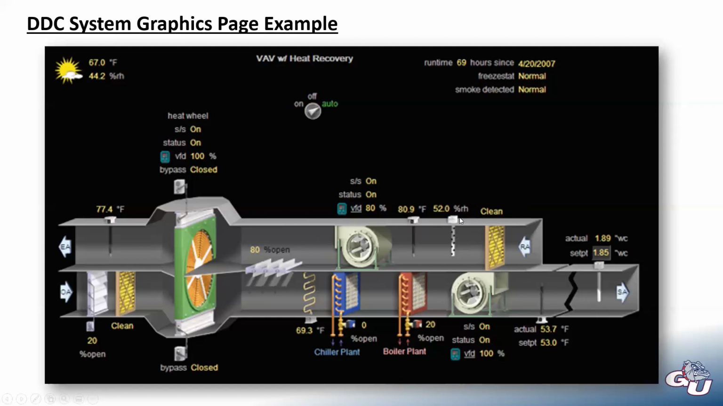We're measuring relative humidity of our return air, temperature of our return air. Here's a return fan. We can see the S/S means start/stop. So we can see the fan is on. We have a device that proves it's on. That's the status. We can see the VFD is running at 80% speed. We have an energy wheel right here between our return air and our outside air.